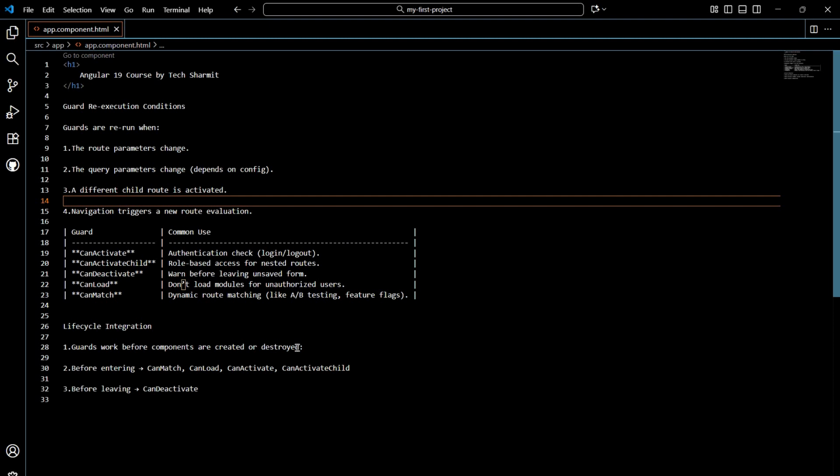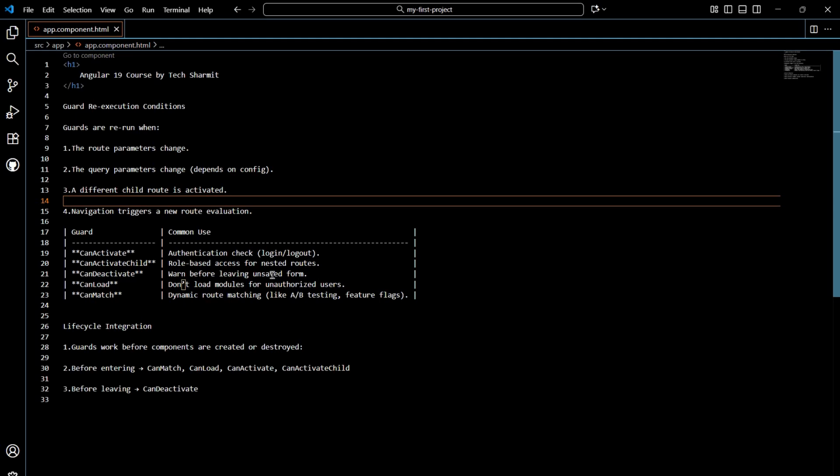Additionally, we will talk about some of the common use cases for the route guards, because in the last session also we talked about the types of route guards, right? But what are the common use cases of those route guards, because we have multiple route guards, so when to use what, this thing we will discuss in this particular session.